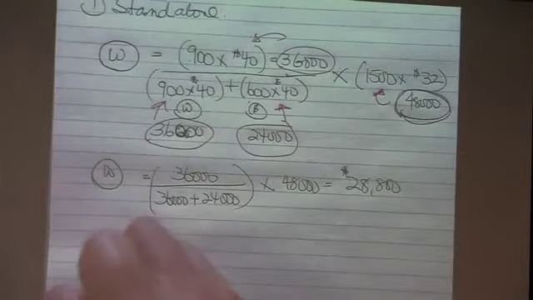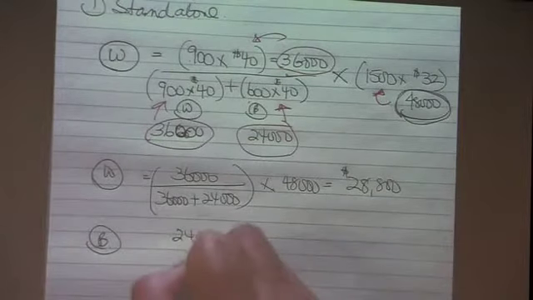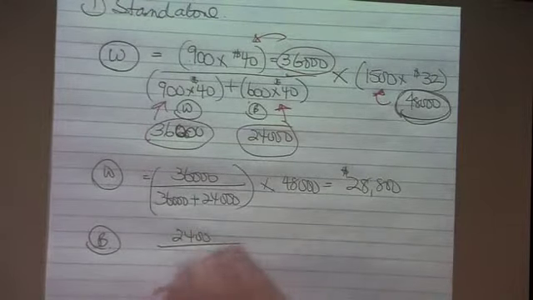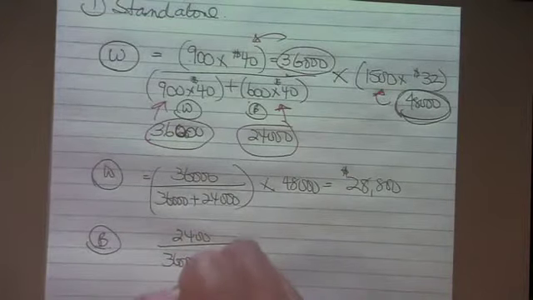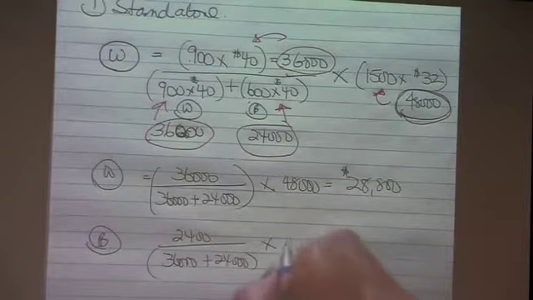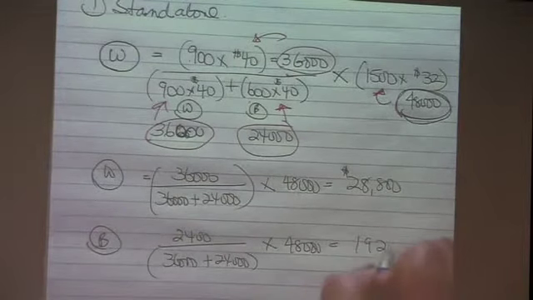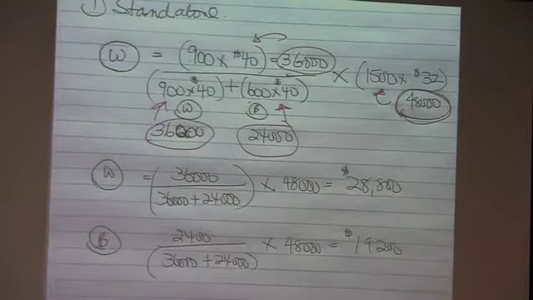For Brown, we're going to do the same thing, right? Except it's 24,000 divided by 36,000 plus 24,000 times 48,000 gives us 19,200. The sum of these two obviously adds to the 48,000.